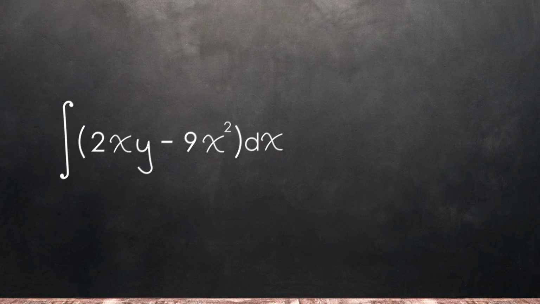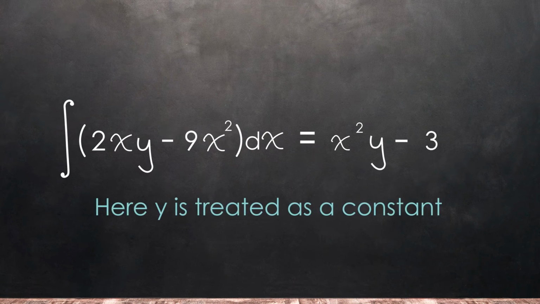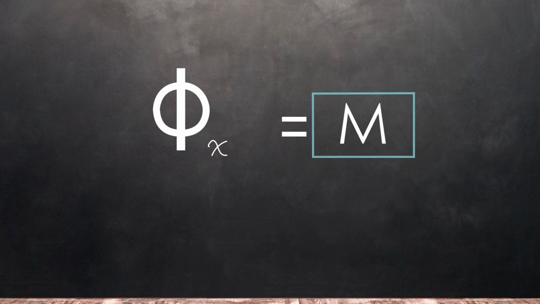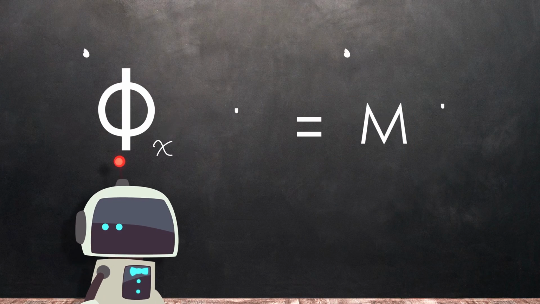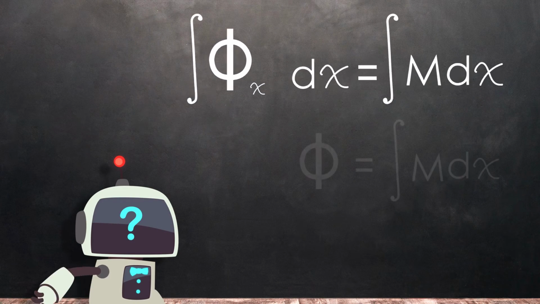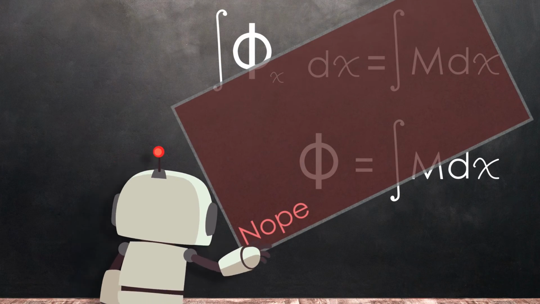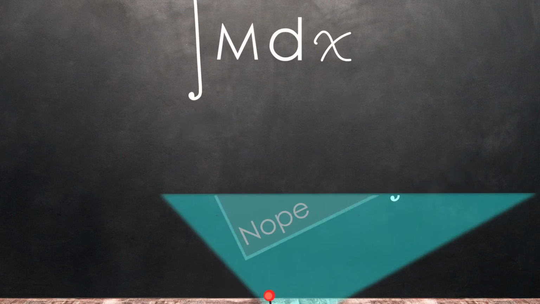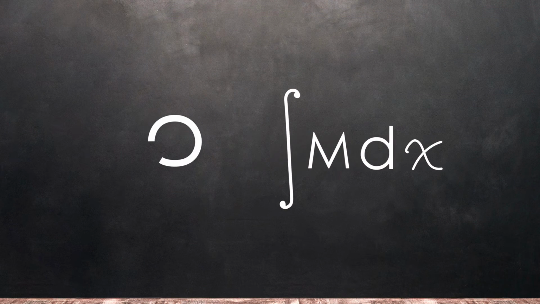The solution to this integral is x squared y minus 3x cubed. But because we said that the partial derivative of phi with respect to x was M, that must mean that if we take the integral of M with respect to x, we should obtain phi. But this isn't quite it. When we take the integral of M with respect to x, this doesn't exactly give us phi.